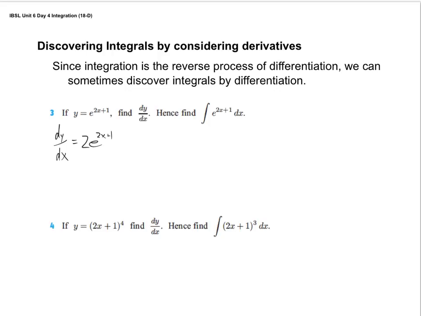Now, you'll notice here I'm trying to integrate e to the 2x plus 1. Well, if I were to take the integral of 2 times e to the 2x plus 1, I would get e to the 2x plus 1. So the idea here is if I can make what I have here look like what I have here, I'll know what it'll integrate to. So what do I need to do? What could I do?